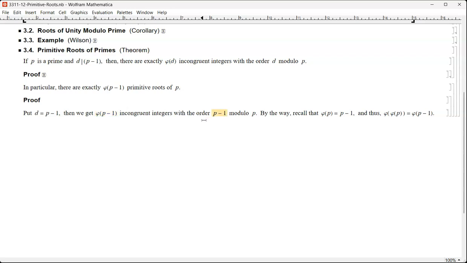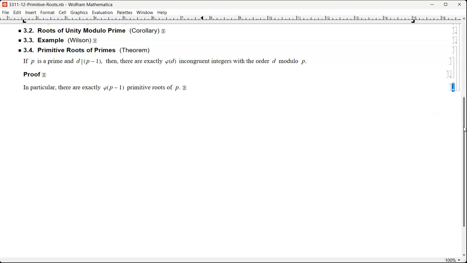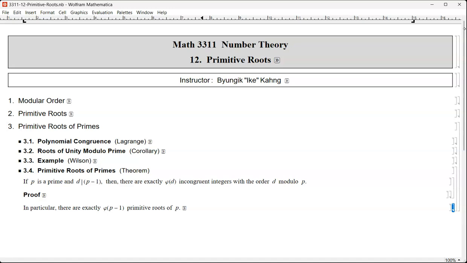So what do we have? The order of a mod p is p minus 1, but p minus 1 is phi of p. So the order of a mod p is phi of p. That means a is a primitive root of p. And how many are there? Phi of p minus 1, but p minus 1 is phi of p. So we have phi of p. So it's as expected. So we prove that primitive roots exist modulo prime, and precisely as expected, phi of p. There are that many.